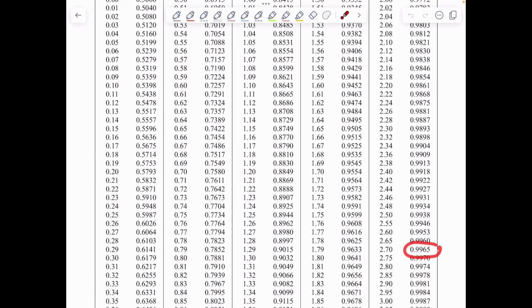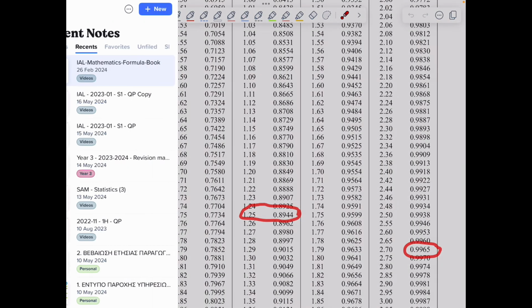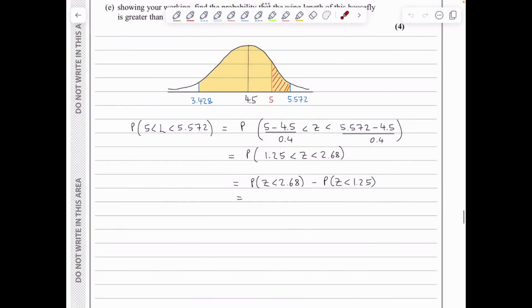So going once more to the tables, we can see that for 2.68, I'm going to pick 0.9965, whereas for 1.25, I will pick 0.8944. So let's write this down. We've got 0.9965 minus 0.8944, which gives an answer of 0.1021. This is the probability I'm between 5 and 5.572.